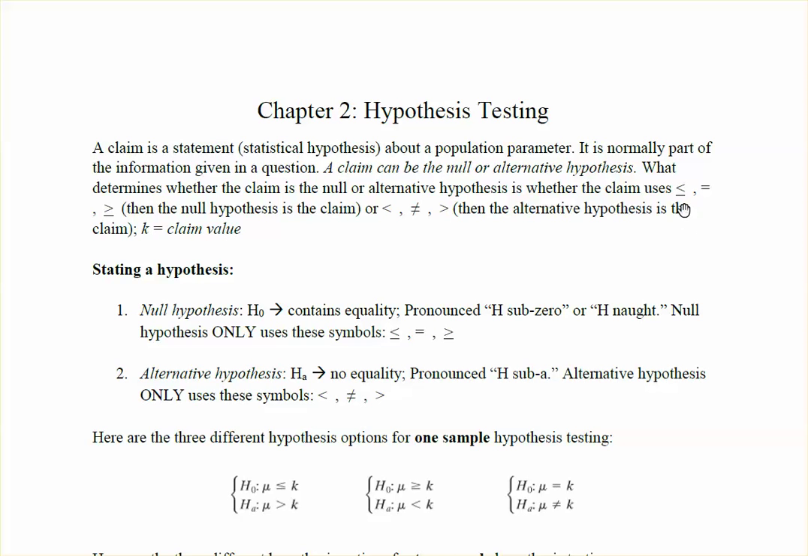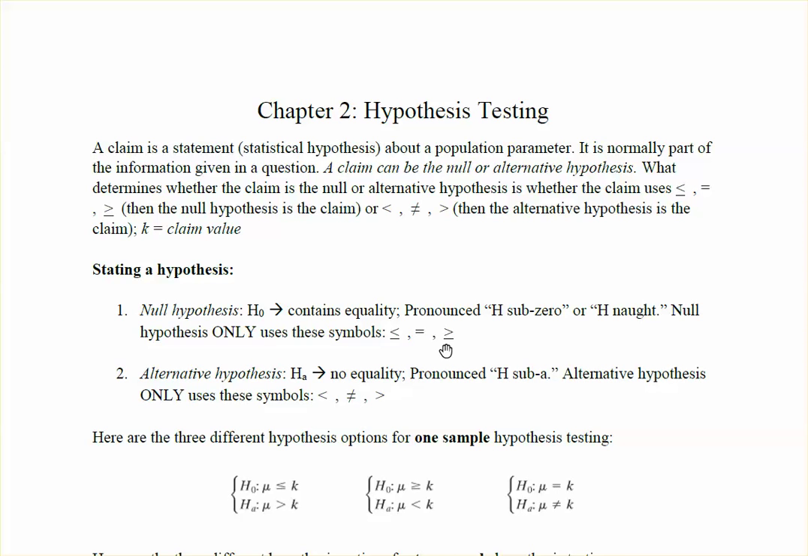So the big thing here is making sure you realize this is a less than or equal to sign, equal to, and then a greater than or equal to sign, and that's the null. And then you've got a less than, a not equal to, or a greater than, which are the alternative. So in stating a hypothesis, the null hypothesis, which is H naught or H0, contains equality. So pronounced H sub 0 or H naught. The null hypothesis only uses these types of symbols.